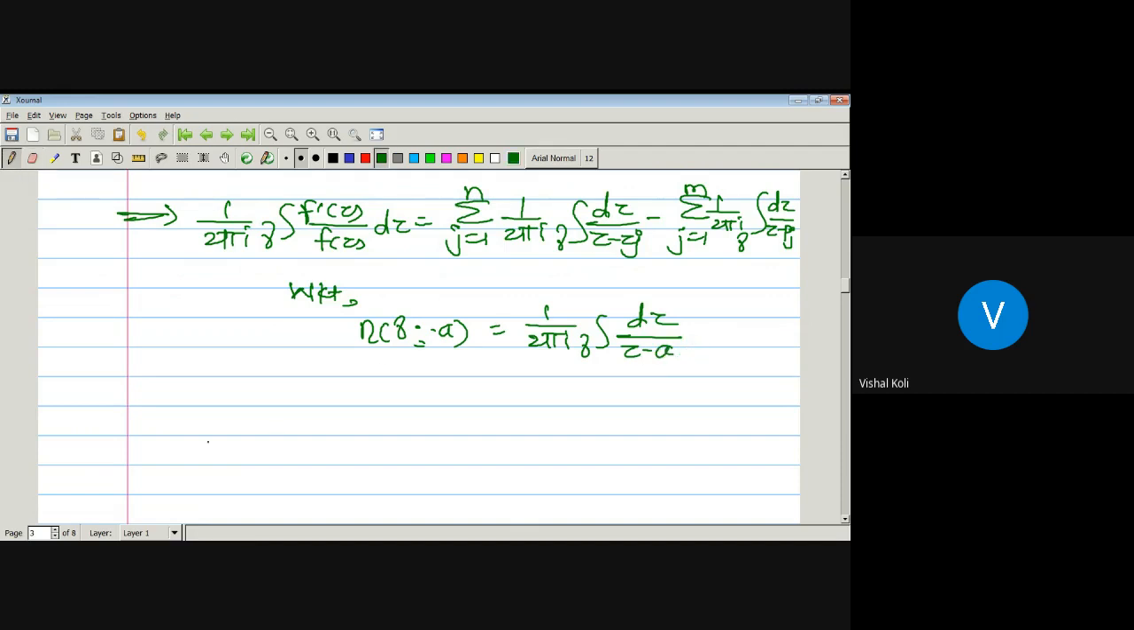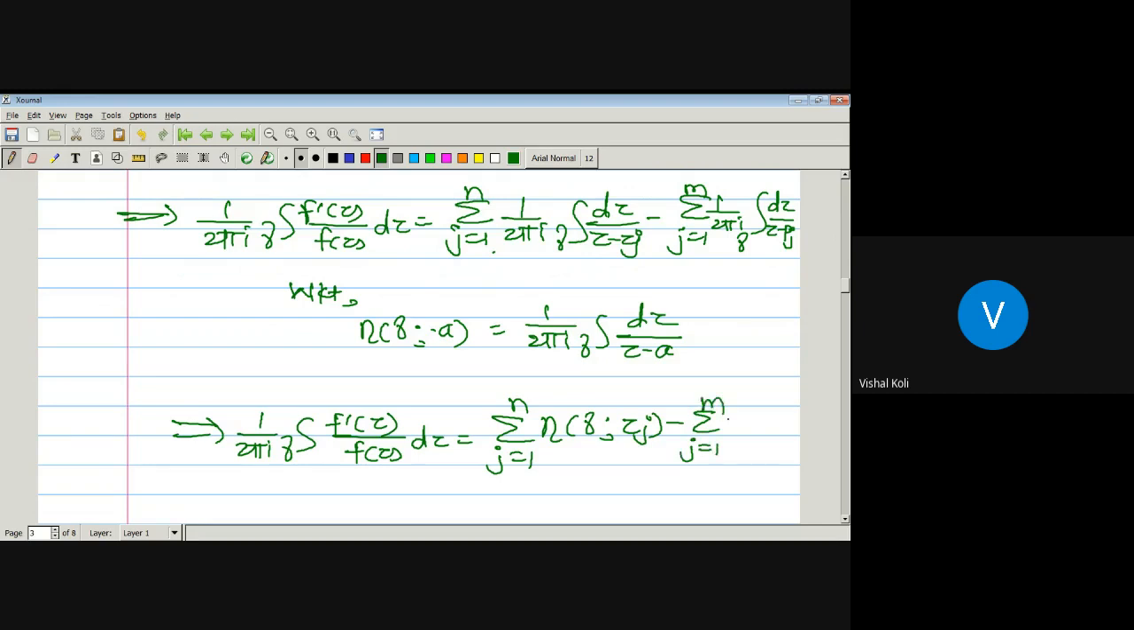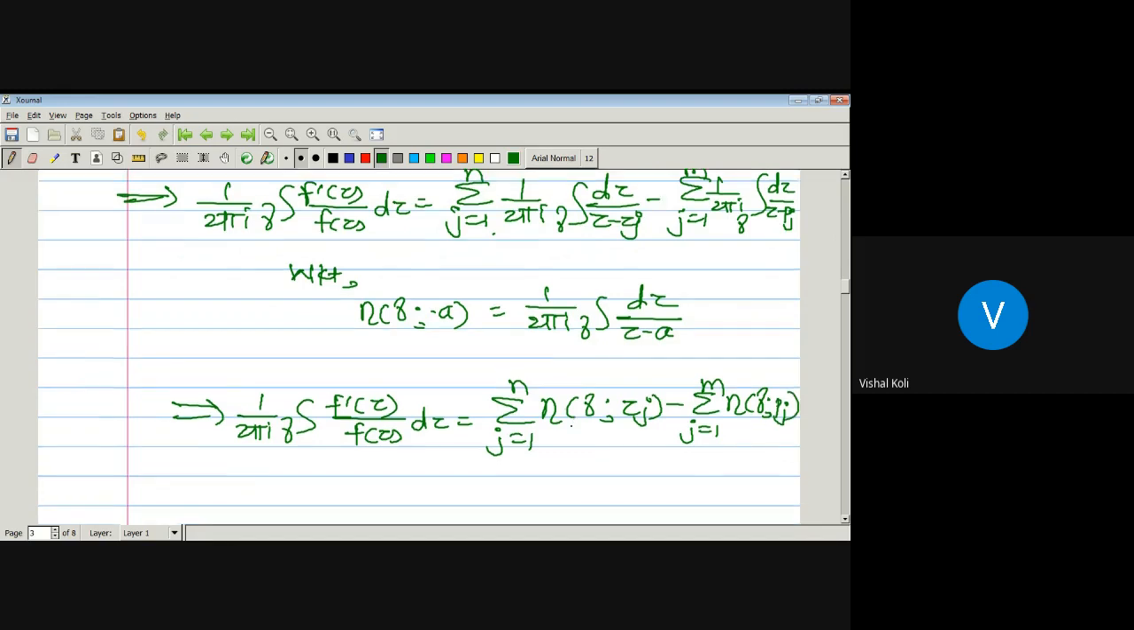So by this definition, we get 1 upon 2 pi i integration over the curve gamma of f dash z divided by f of z dz is equal to, here a will work as this zj, so it is nothing but summation j running from 1 to n index of the curve gamma with respect to the point zj, minus summation j running from 1 to m index of the curve gamma with respect to the points pj. And I think that is what we have to do.